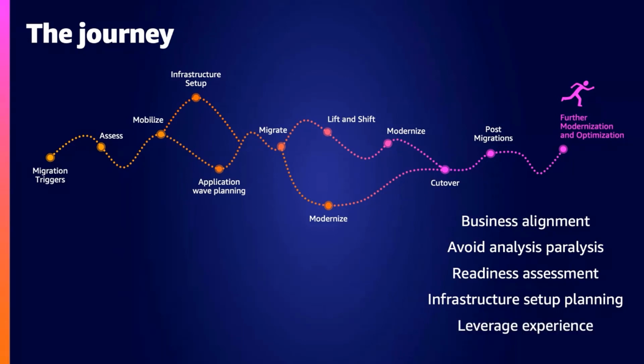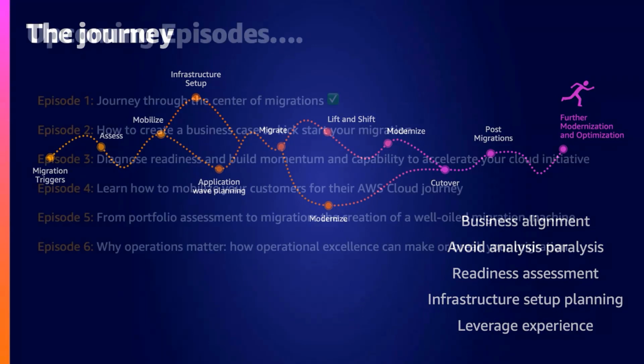And finally, 5, leverage AWS and the partner network. Again, there are no brownie points for reinventing the wheel here. So always think in terms of leveraging the existing collective knowledge to accelerate your migrations and also reduce risk.